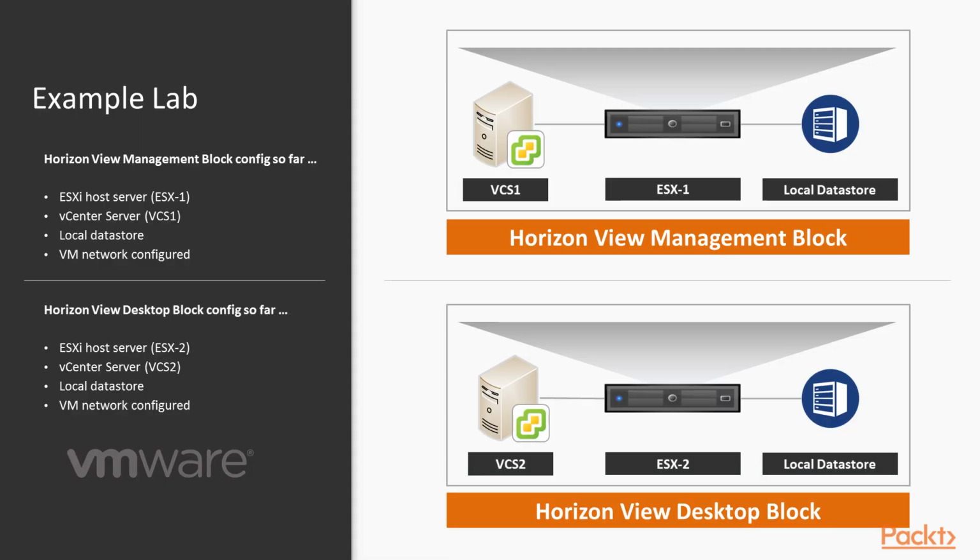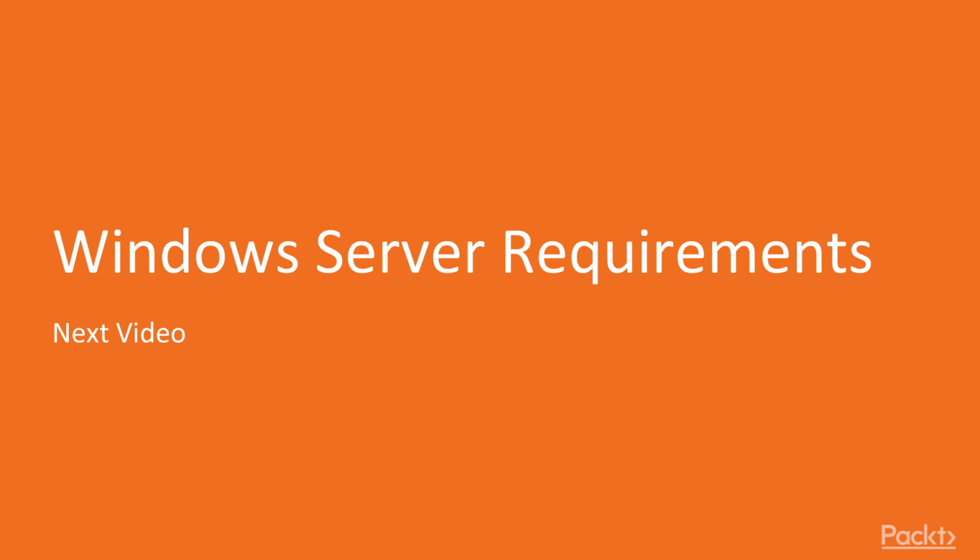With the vCenter servers now installed and configured and our user account created, alongside our ESX host servers, the example lab will look something like the diagrams on screen now. At the top we have our View management block, and at the bottom our View desktop block, ready to start some of the installation. In the next video, we're going to look at the Windows servers requirements for installing and configuring the Horizon View components, such as the connection server, for example.